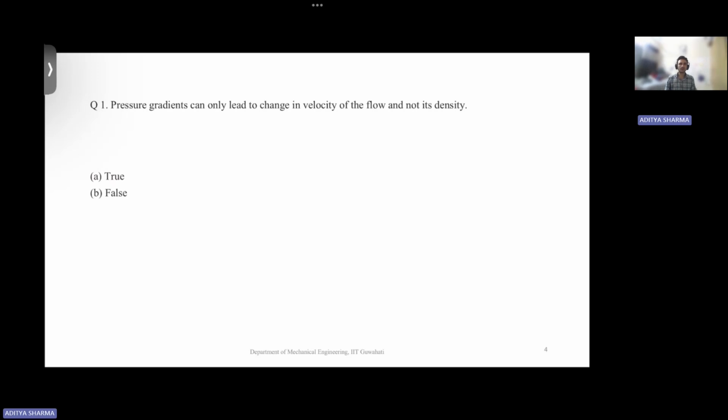First question says that the pressure gradients can only lead to change in the velocity of the flow and not its density. So, fundamental question. This is a false statement. Pressure gradients do lead to change in your density.